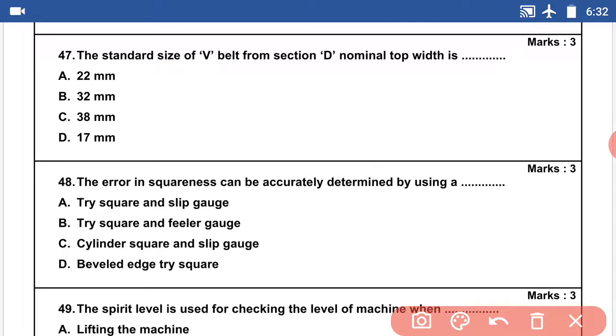The standard size of V belt from section D, nominal top width is dash. This question answer 32 mm. Option B correct answer. Question number 48. The error in squareness can be accurately determined by using a dash.